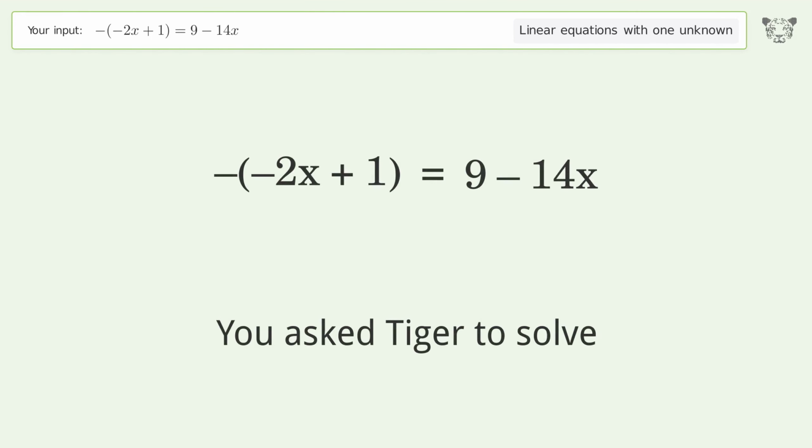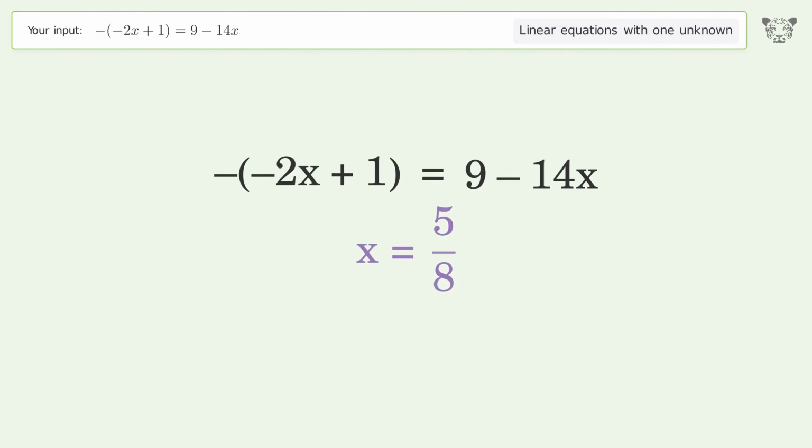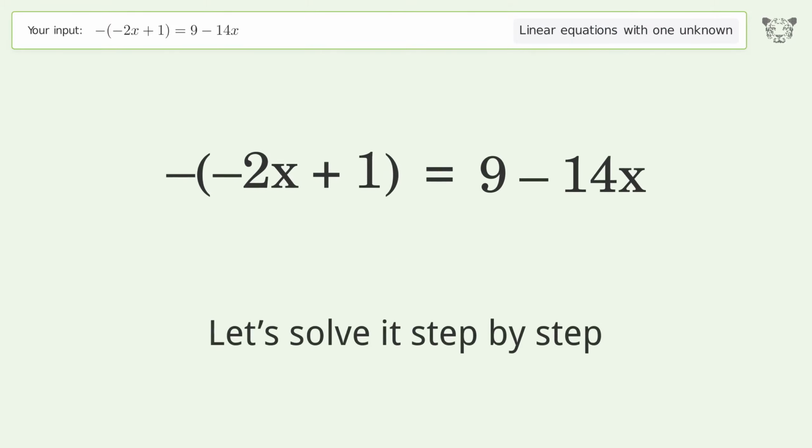You ask Tiger to solve. This deals with linear equations with one unknown. The final result is x equals 5/8. Let's solve it step by step.